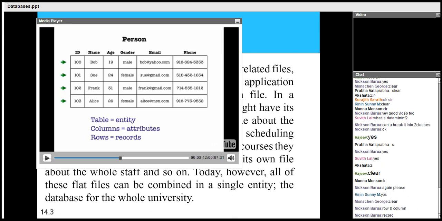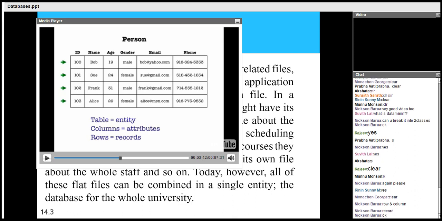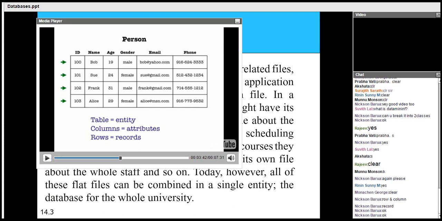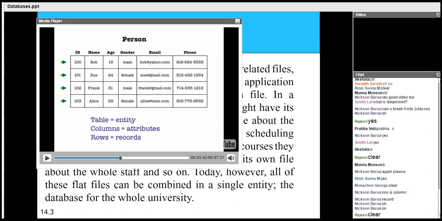Coming to the column part, if I want to know the details of the name column, there are 4 persons in the database with the names Bob, Sue, Frank and Alice. So those are the column values. Now columns in databases are called attributes, tables are called entities, and rows are called records. Okay, clear to all? So we can say that in databases, records are stored in the form of tables.